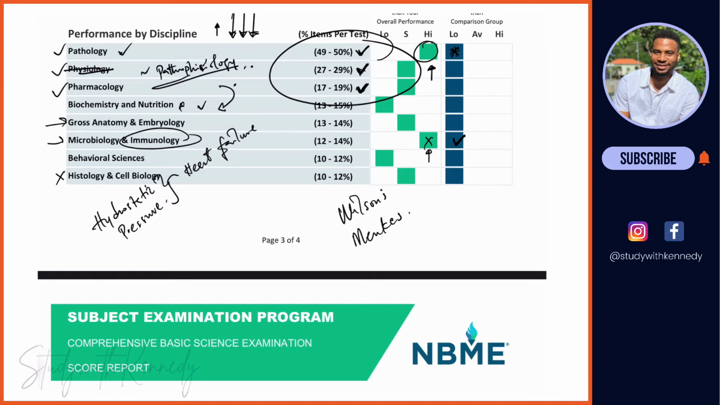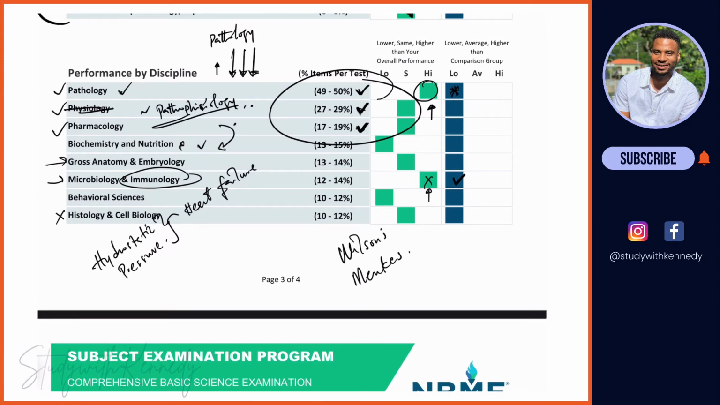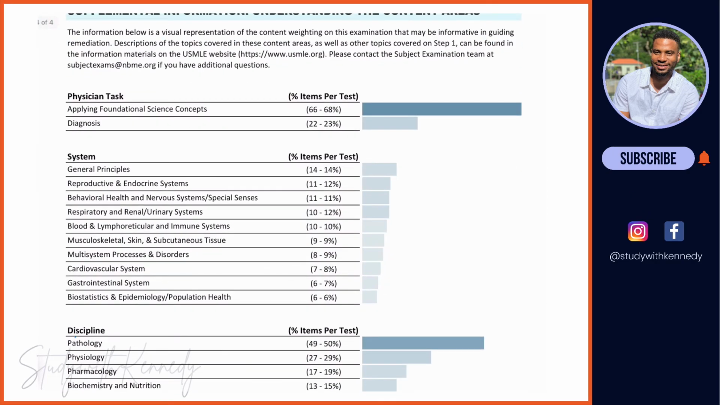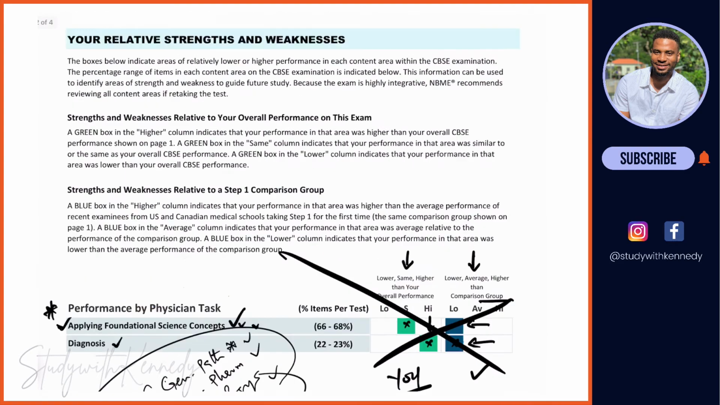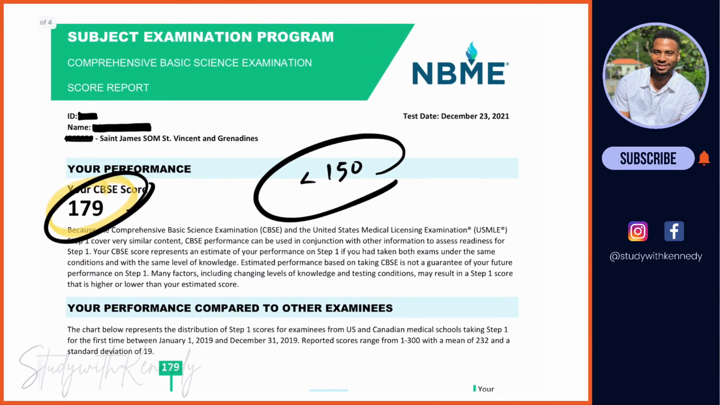So a student like this, and if your result looks like this one, you basically need to work on just about everything. But if you don't have time, make sure that you're working on these top things: pathology, pathophysiology, and pharmacology. And that is that for this particular result. Again, this result is very poor. 179 is pretty low.